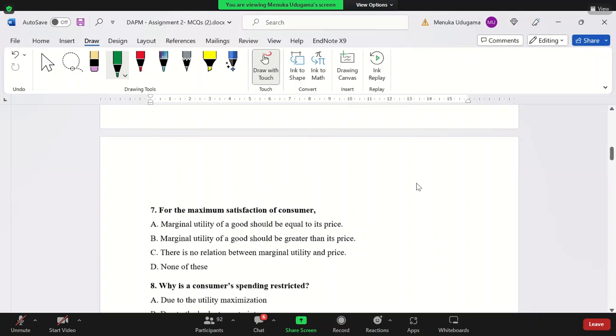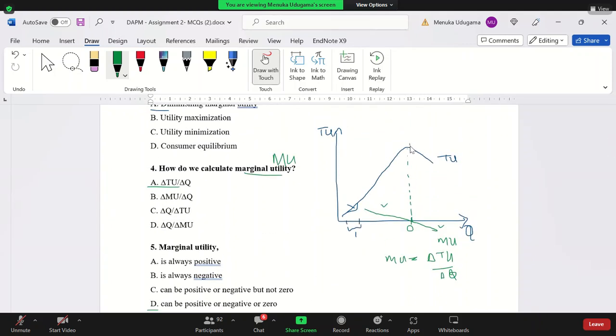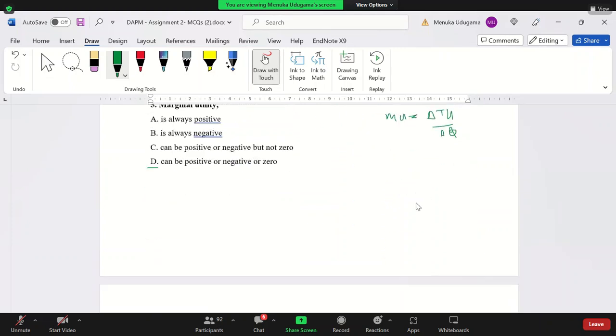We said that if something is free, you can go up to total utility maximum point. But if that good or commodity has a price now, how would you find that point?